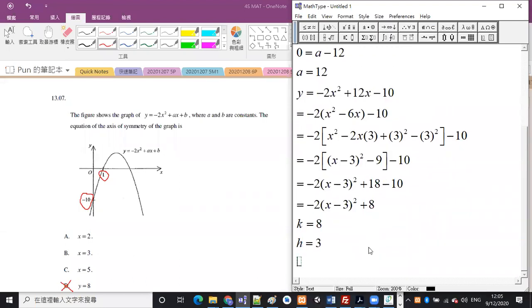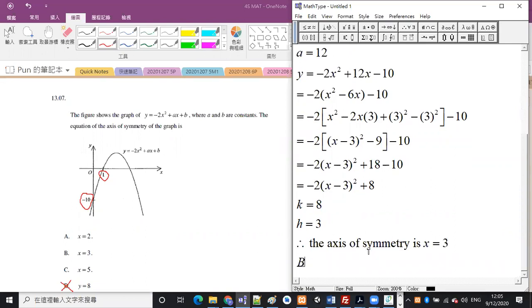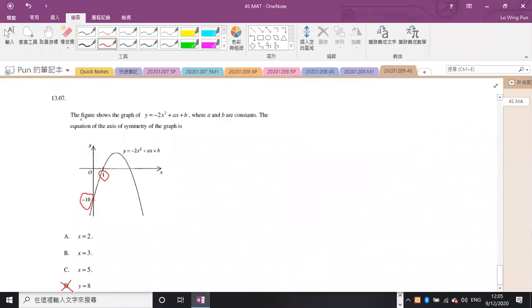And therefore, the axis of symmetry is x equals h, that is 3. Okay, so the answer is option B. Can you get it?